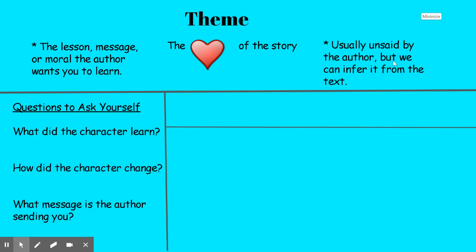So, questions that you might ask yourself while you're reading: what did the character learn? What was something that your character learned from the beginning of the book to the end, or the beginning of the book to the middle and continued learning on? How did the character change? Did the character make any big changes from how you would describe him at the beginning of the book towards the end? Or what is the message that the author is sending you?